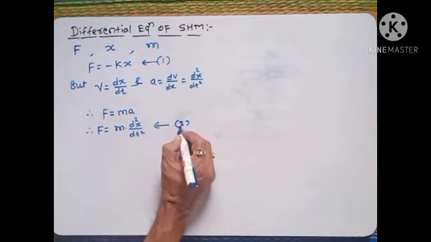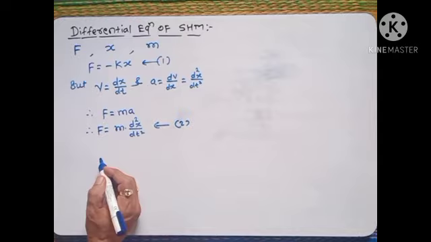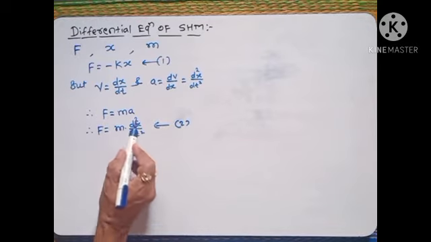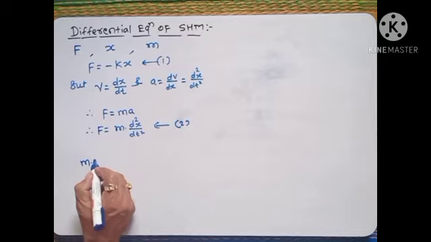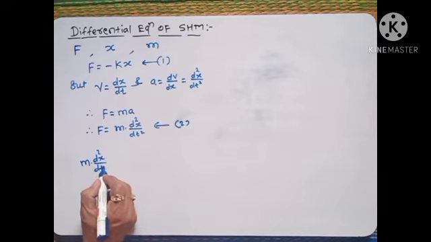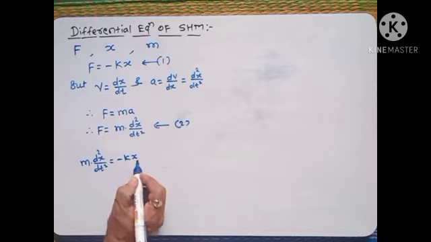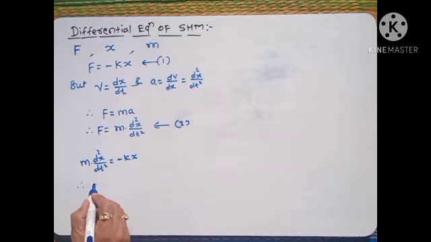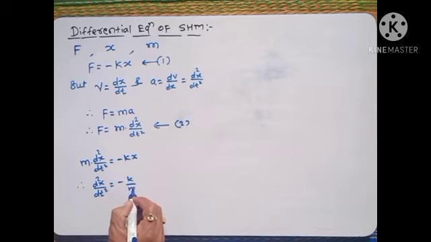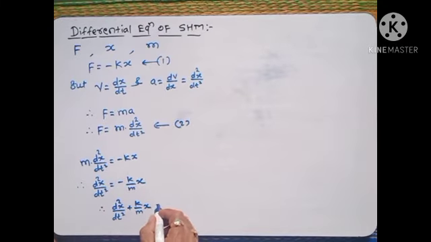Suppose this is equation number 2. If we put the value of force from equation 2 in equation 1, then we can write m into d2x by dt2 is equal to minus kx, and therefore d2x by dt2 equal to minus k by m into x, and therefore d2x by dt2 plus k by m into x equal to 0, and this is the differential equation of SHM.